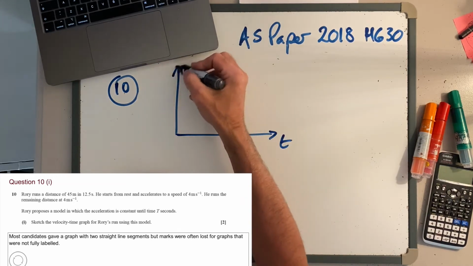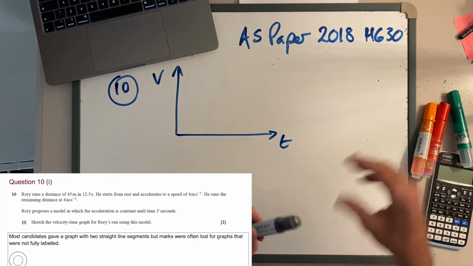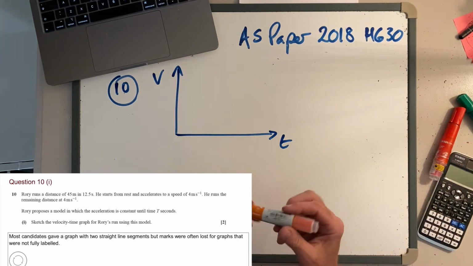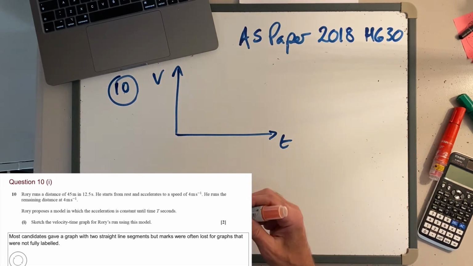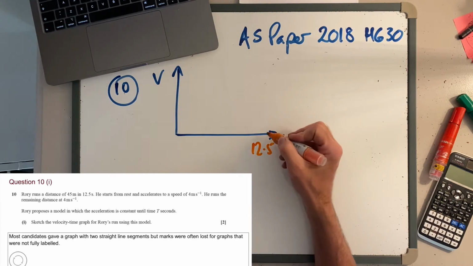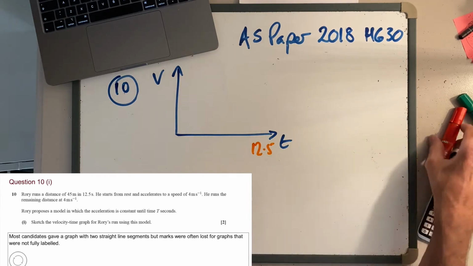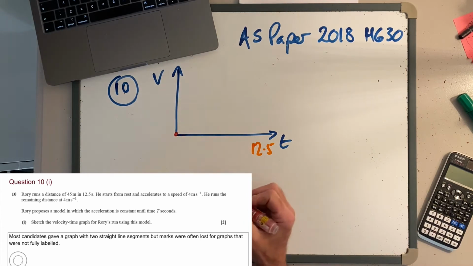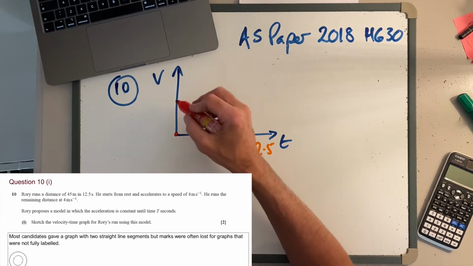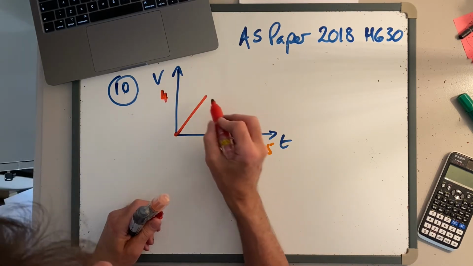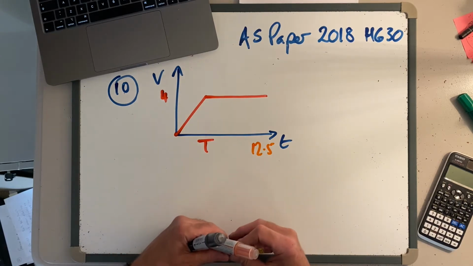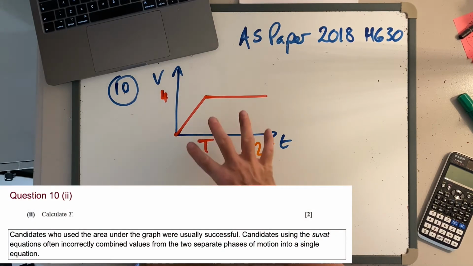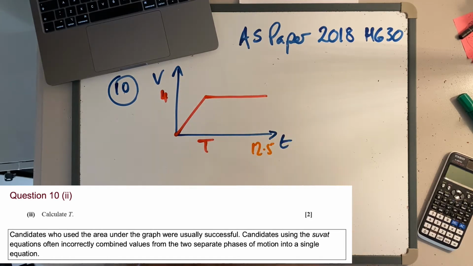This is time, this is our velocity, and it says to sketch he runs a distance of 45 meters. So I know the total area under this is going to be 45 meters in 12.5 seconds. Starts at rest, so it's down here. A speed of 4 meters per second. So that's 4, and then he constantly runs there. So there's a particular point at which this happens. So there's a sketch of the model. That's sufficient so far. And calculate T.